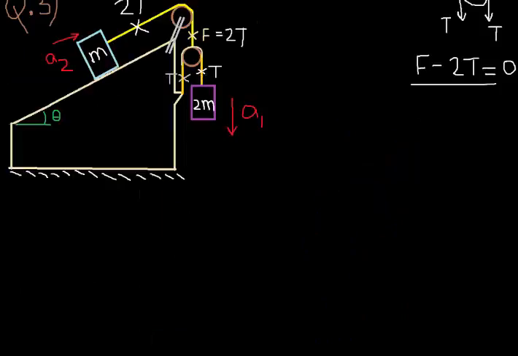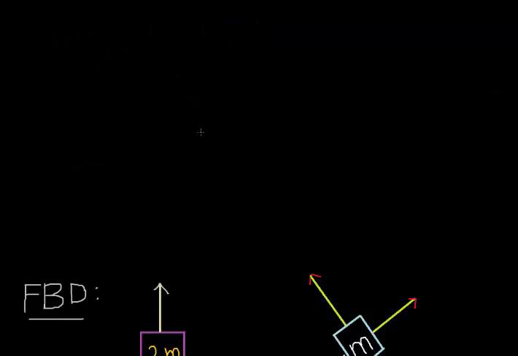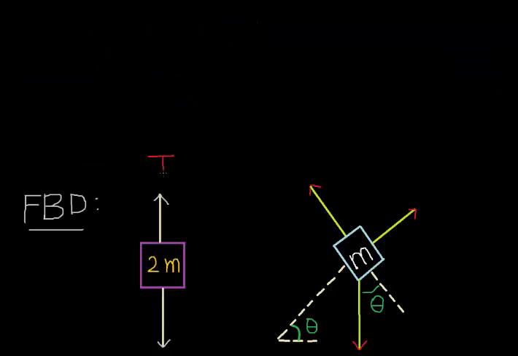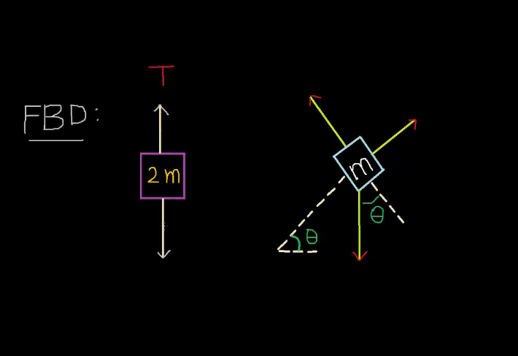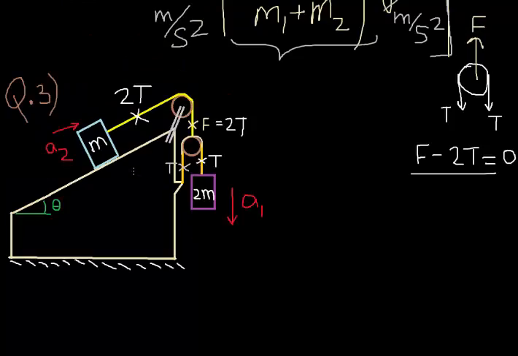Let's see the 2m mass. It's hanging with a thread, and the tension in the thread is T. So the tension in thread is T, and the downward force which is applying on this block will be the gravitational pull, which is 2m into g.